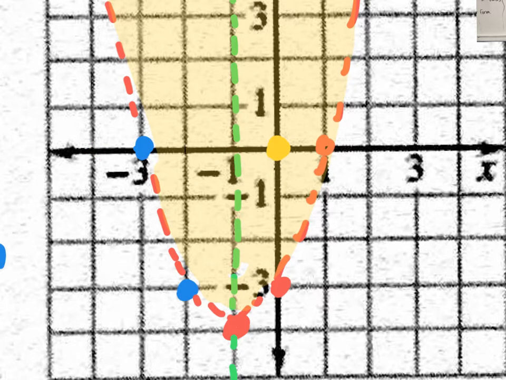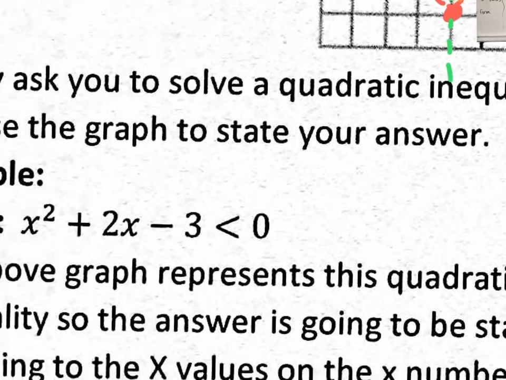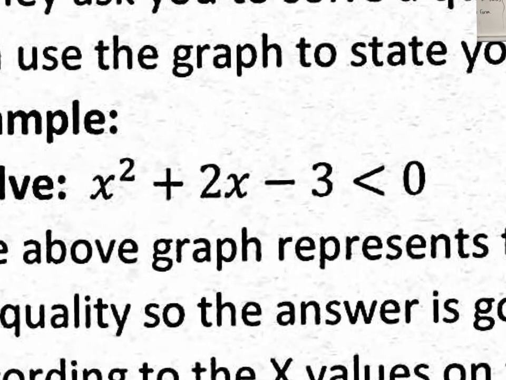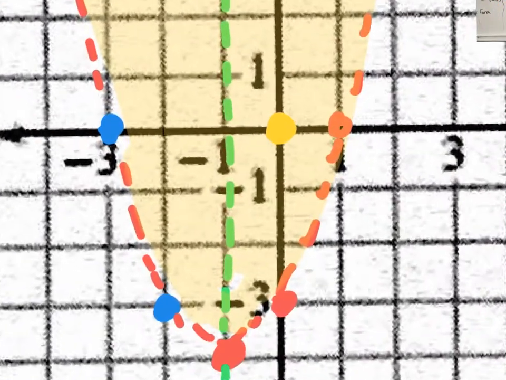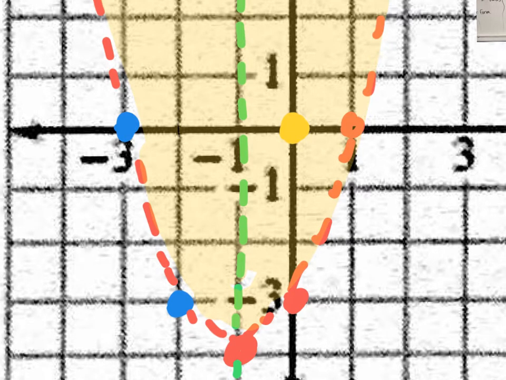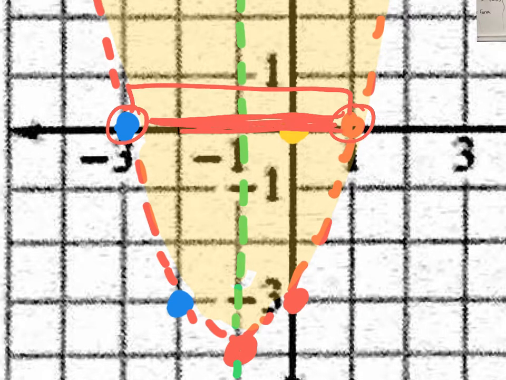Again, the inequality down here only has x's, does not have a y, which means we're not going to worry about the xy plane. We're just going to look at the x number line and determine where our solutions are at based off of this graph. So it's clear to say that the answers are going to be between this point and this point. It's going to be right here. All of this is the answer on the x number line.